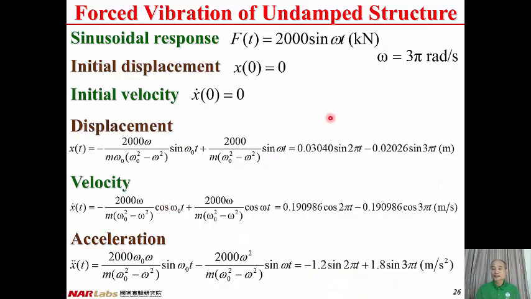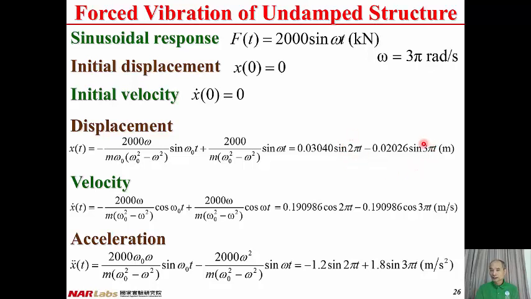Let's consider another case. Here, the excitation frequency is equal to 3 pi radian per second, and the two initial conditions are 0. By solving the differential equation, whether directly as an ordinary differential equation or by Laplace transform, we can have the structural displacement, structural velocity, and structural acceleration. In the displacement function here, sine 2 pi t, the displacement vibrates at frequency 2 pi radian per second. That's the structural frequency.